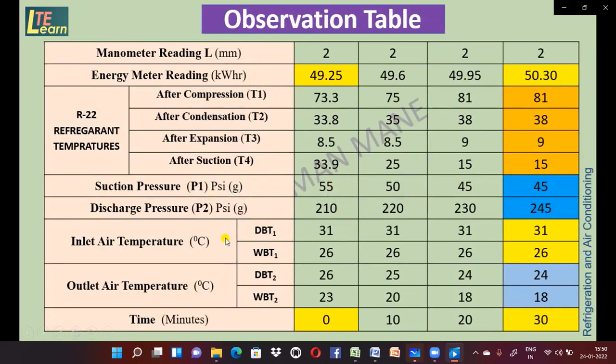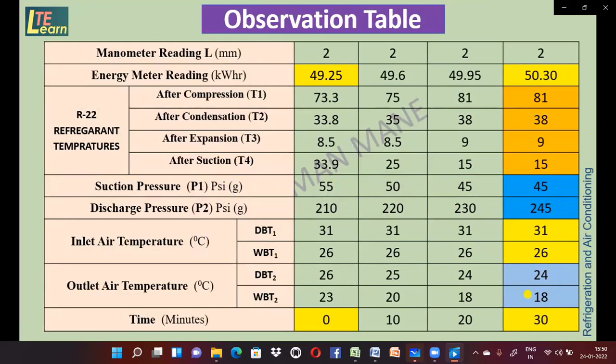At the inlet of duct and outlet of the duct, these are the readings. So this is a dry bulb temperature and wet bulb temperature. So here this is the last column where inlet air temperature of duct as a dry bulb and wet bulb temperature. Similarly here at outlet of duct, these are temperature at outlet, dry bulb temperature and wet bulb temperature.